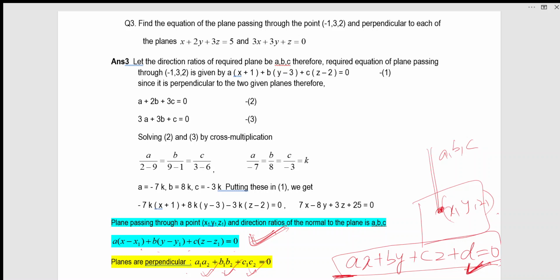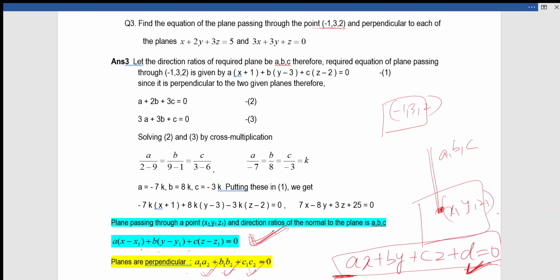Find the equation of plane which is passing through this point. So there is a plane. This is a plane. This is passing through minus 1, 3, 2 and this plane is perpendicular to each of the planes. A plane, ये जो required plane है, this plane, this is perpendicular to this plane also and this required plane is perpendicular to this plane also. दोनों के perpendicular है, right?